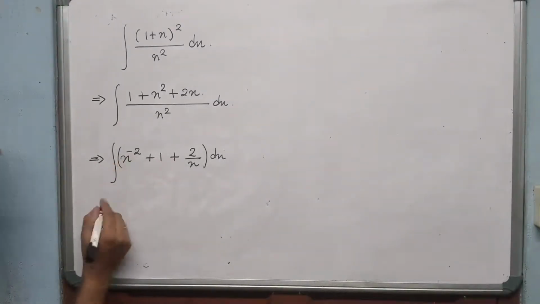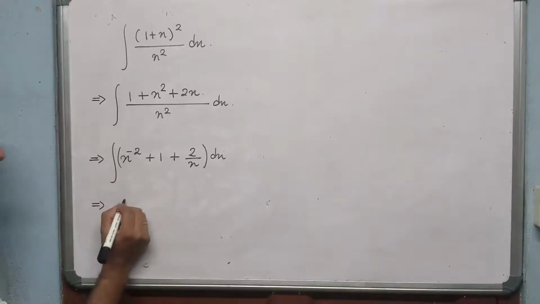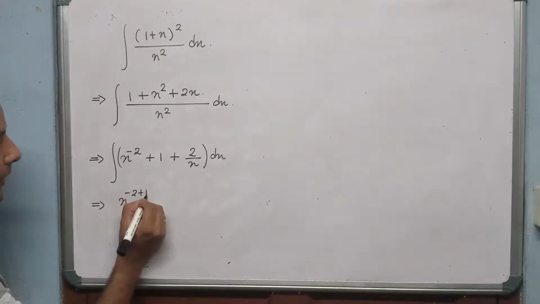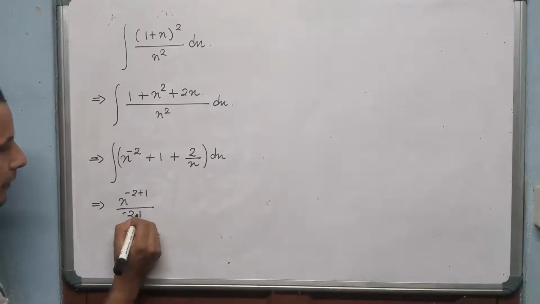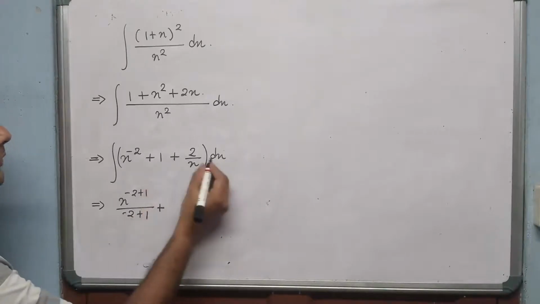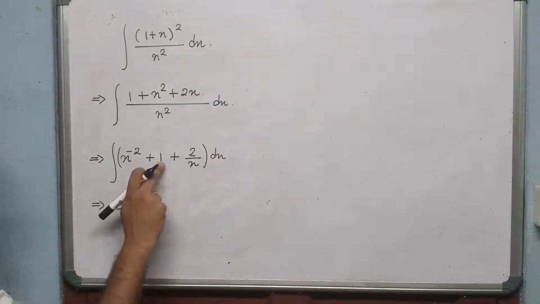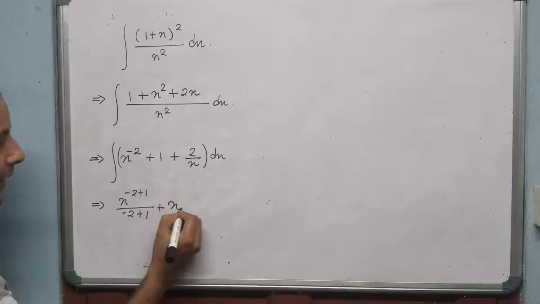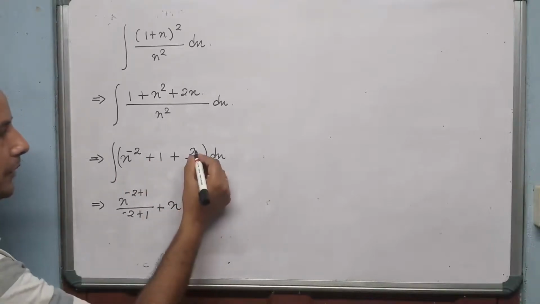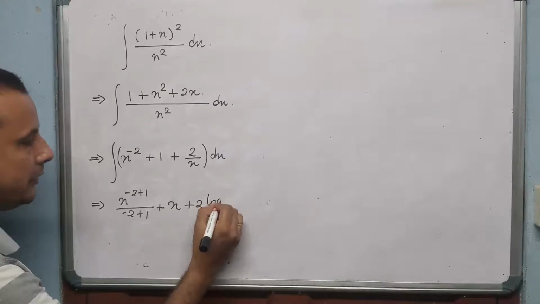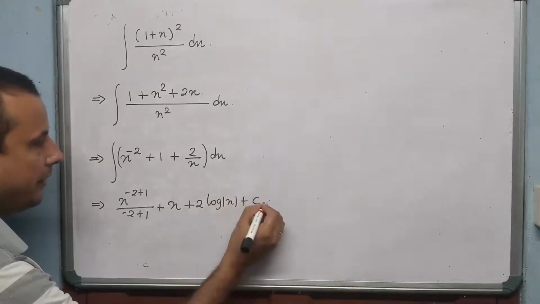For x to the power minus 2, I'll use the formula x to the power n plus 1 divided by n plus 1. 1 into dx is dx, then the integration of dx will be x. Plus 2 times dx over x, which is log mod x plus c.